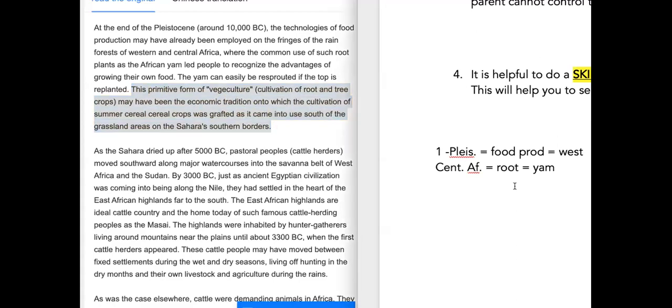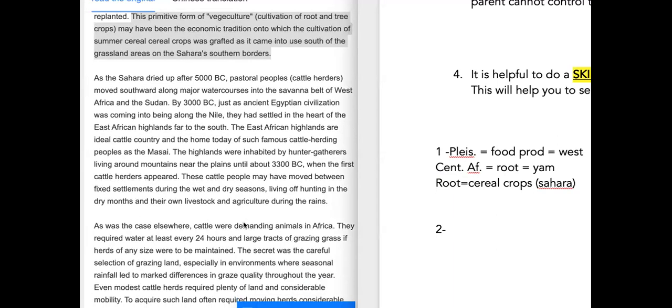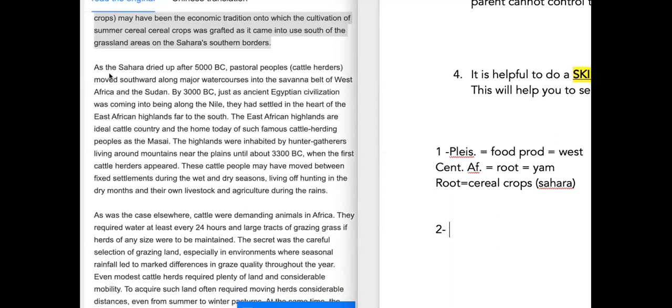Because this is the last sentence of the intro paragraph, I'm also going to take a few notes here. I won't do that for every paragraph, but this is an important paragraph. So I'm going to write down, we got roots, which I already wrote down, but then later came cereal crops, cultivation of cereal crops. And it came into use south of the grasslands, so I might put south of Sahara. And that would be my notes for paragraph 1. Paragraph 2, I can play a little bit more with just the first sentence and kind of move on.